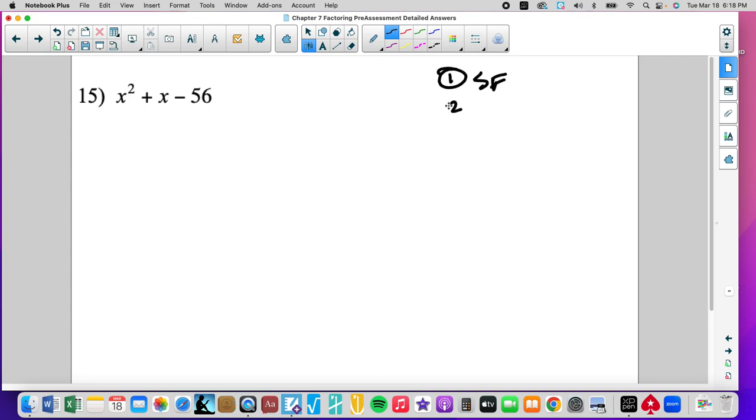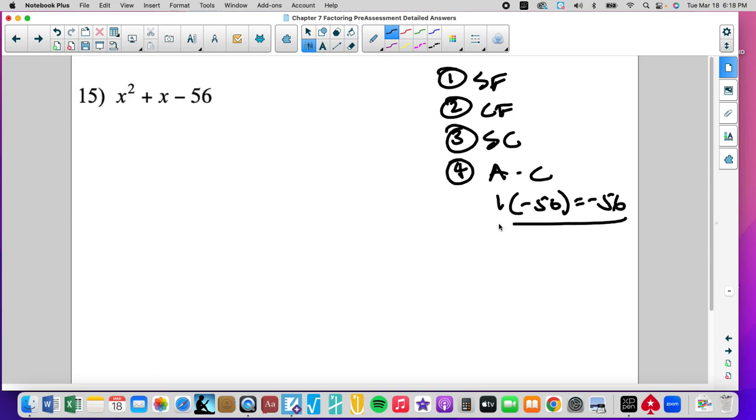Standard form, common factor, no. Special case, no. 56, not a perfect square. And third term wasn't positive. A is 1. C is negative 56. 1 and 56, 2 and 28. 3, no. 4, yes. 4 and 14. That's a weird one to know that 4 times 14 equals 56. 5, no. 6, no. 7, no.